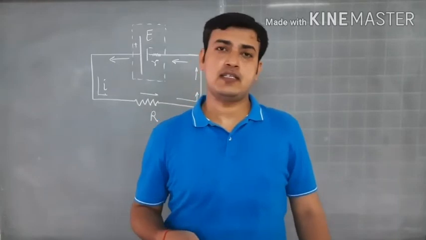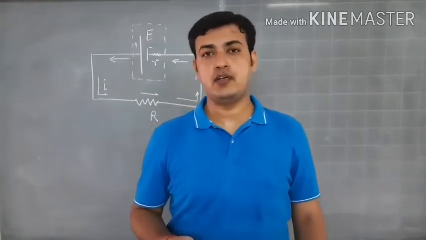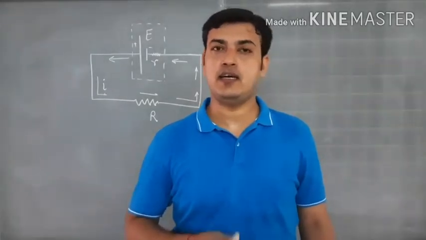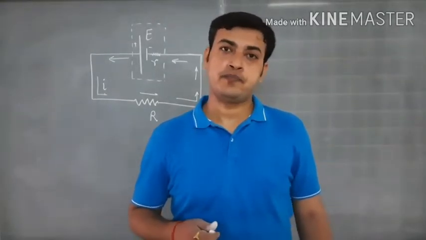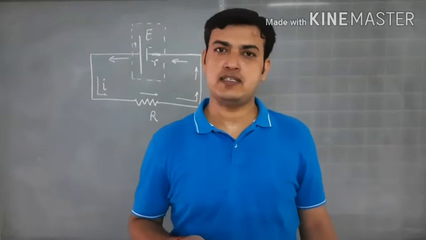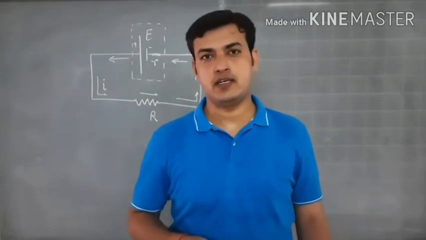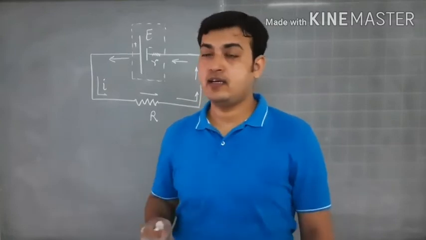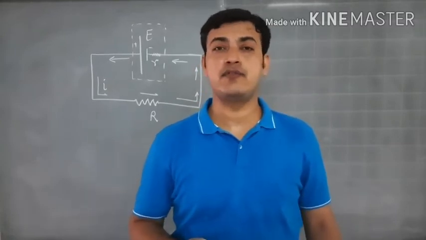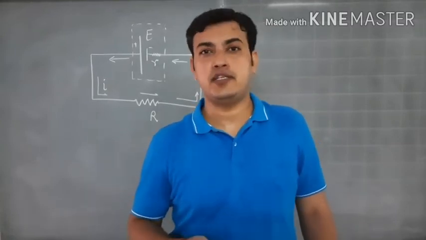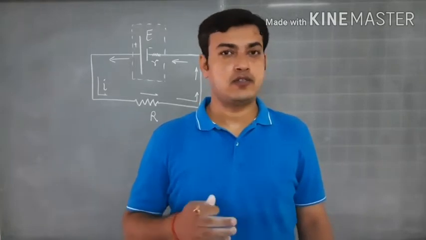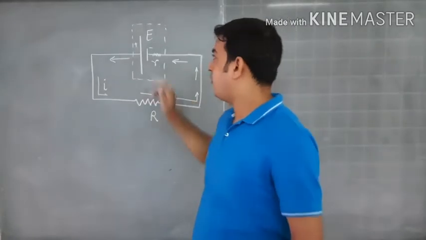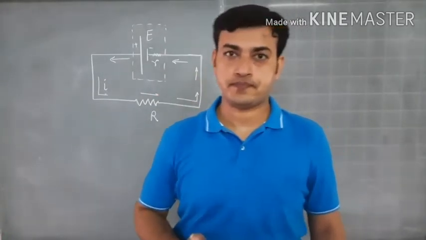The internal resistance is inversely proportional to the common area of the electrodes inside the electrolyte. So the more the area inside the electrolyte, the smaller the internal resistance of the cell. And the internal resistance increases with the increase in temperature of the cell. So these are the basic properties of the internal resistance of the cell.